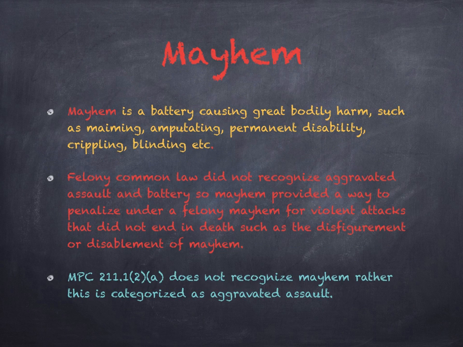Mayhem. Mayhem is battery causing great bodily harm, such as maiming, amputating, permanent disability, crippling, blinding, etc. Felony common law did not recognize aggravated assault and battery, so mayhem provided a way to penalize violent attacks that did not end in death, such as the disfigurement or disablement that mayhem carries. Now, the MPC doesn't recognize mayhem; rather, this is categorized as aggravated assault.